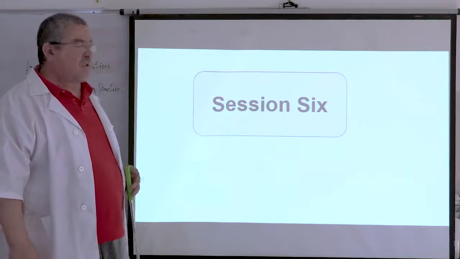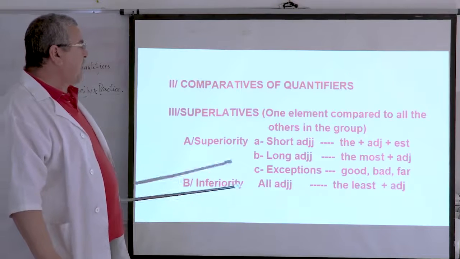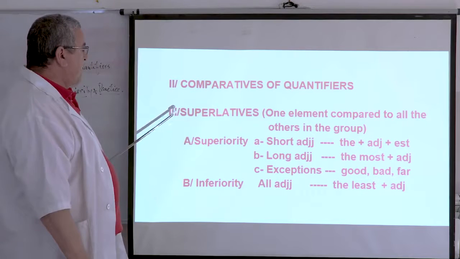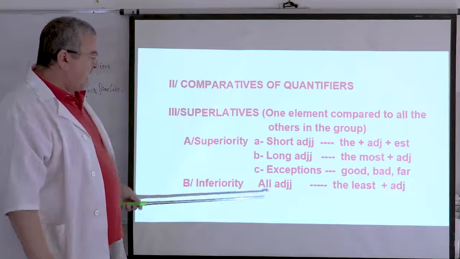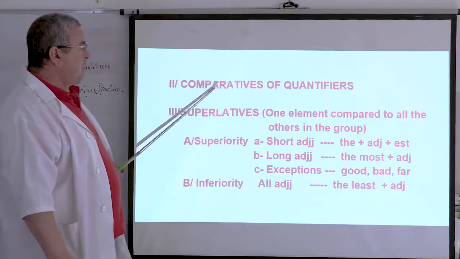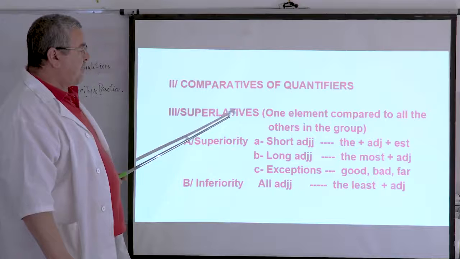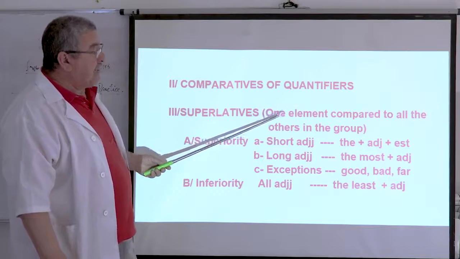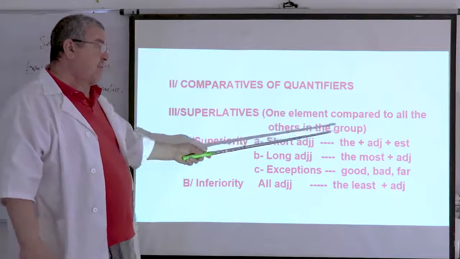So let's start with session 6. And we'll be talking about comparatives of quantifiers and superlatives. So here is the plan of our session. We'll first talk about comparatives of quantifiers, and then we'll talk about superlatives, that is, one element compared to all the others in the same group.